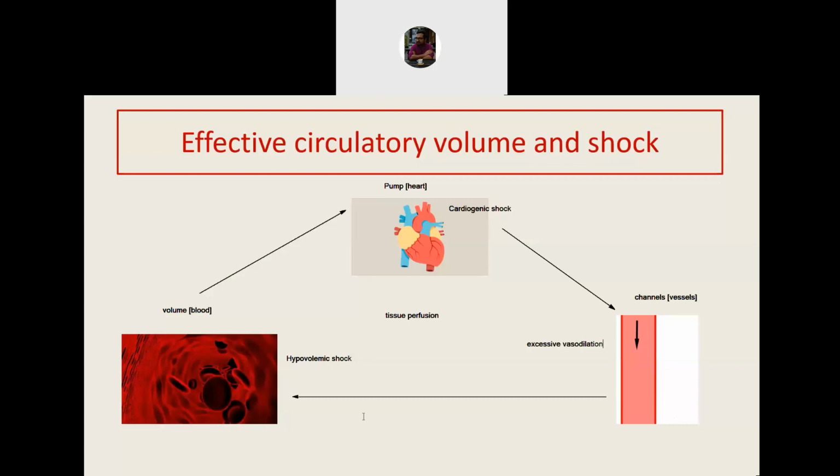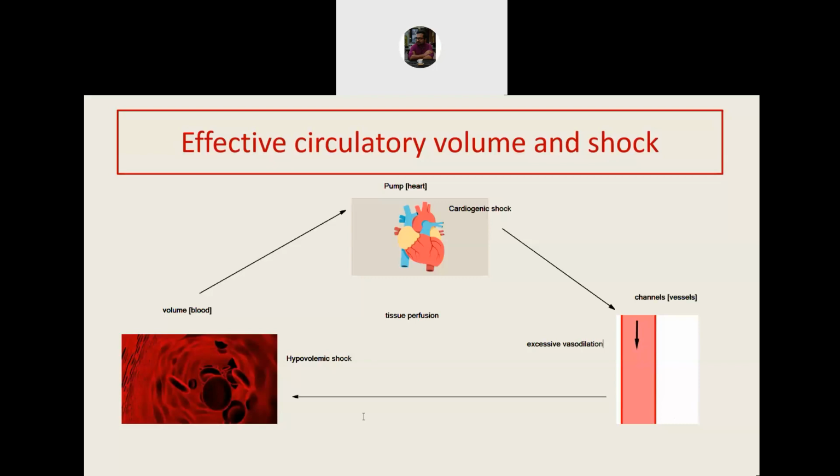So the volume must be adequate with respect to the diameter of the vessel. Otherwise, less volume in a big vessel means less pressure. Similarly, more volume but a narrow vessel also means less blood supply to the tissue. So there must be an optimum relationship between the pump, the channels and the volume.